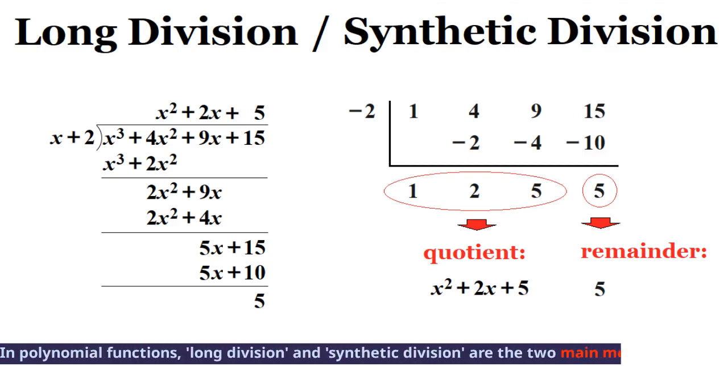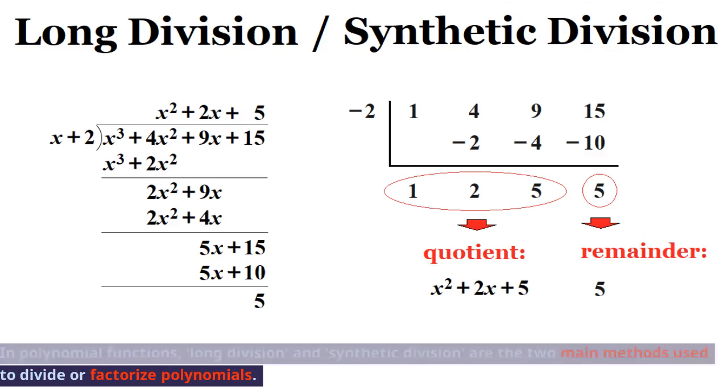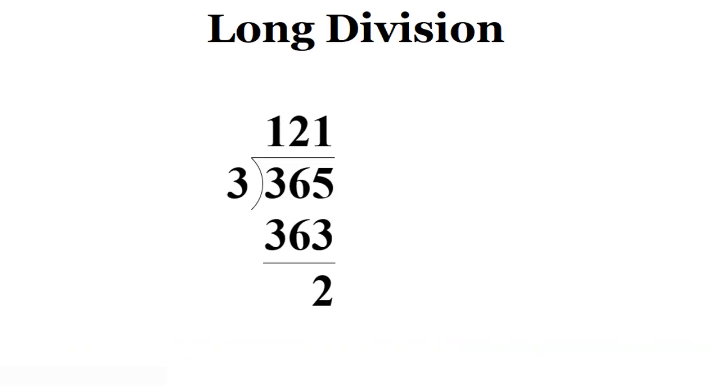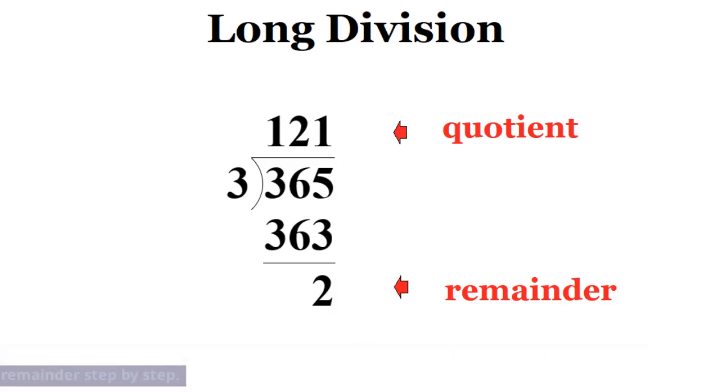In polynomial functions, long division and synthetic division are the two main methods used to divide or factorize polynomials. Let me briefly explain each method. Long division. Long division is a traditional method for dividing polynomials, similar to long division for numbers. It involves using long division to divide polynomials and calculating the quotient and remainder step by step.